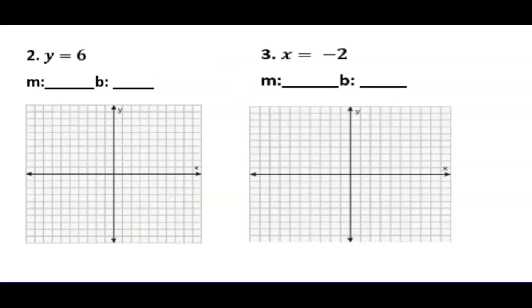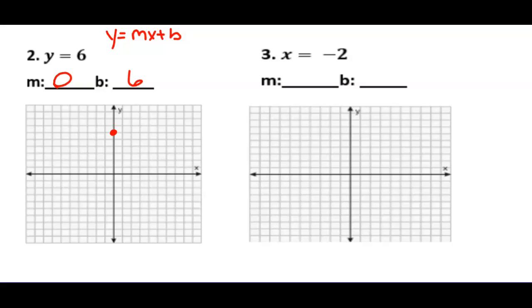What about y equals 6? Y equals 6. What's my y-intercept there? What's my m? What's my b? So I've got y equals mx plus b. Is there an mx in there? There isn't. So my m is 0, because 0 times x would be 0. What's my b? 6, because if I did have an mx, 6 would be added to it. So I'm going to go up 6. 1, 2, 3, 4, 5, 6. I'm going to put a dot.